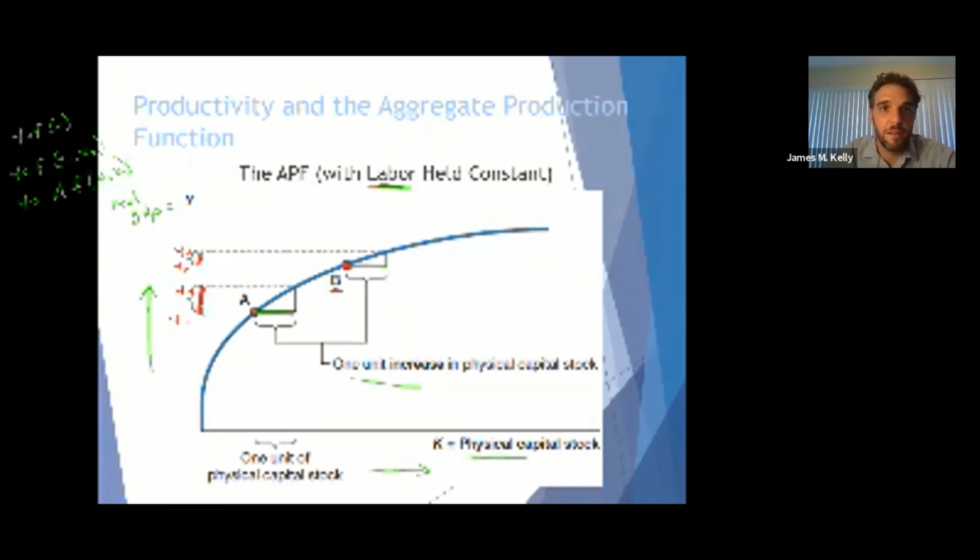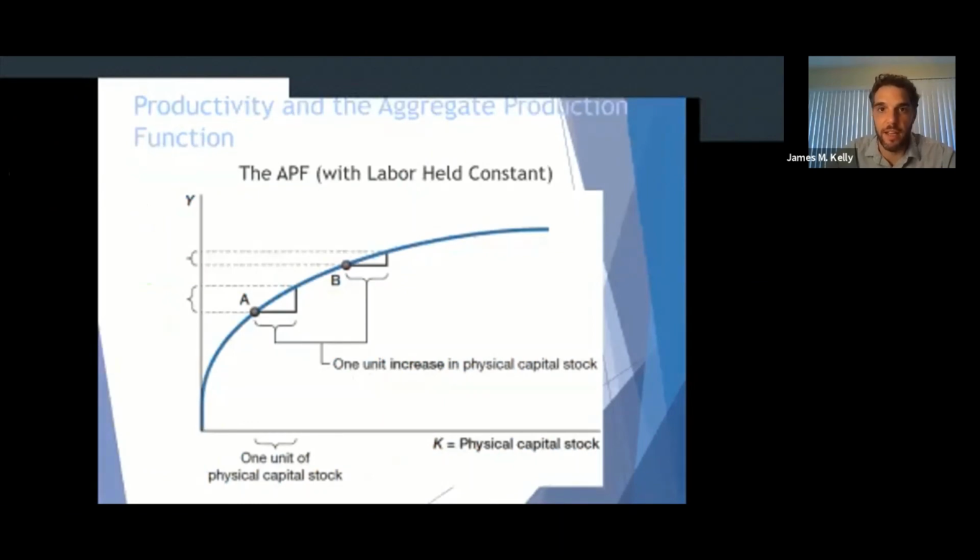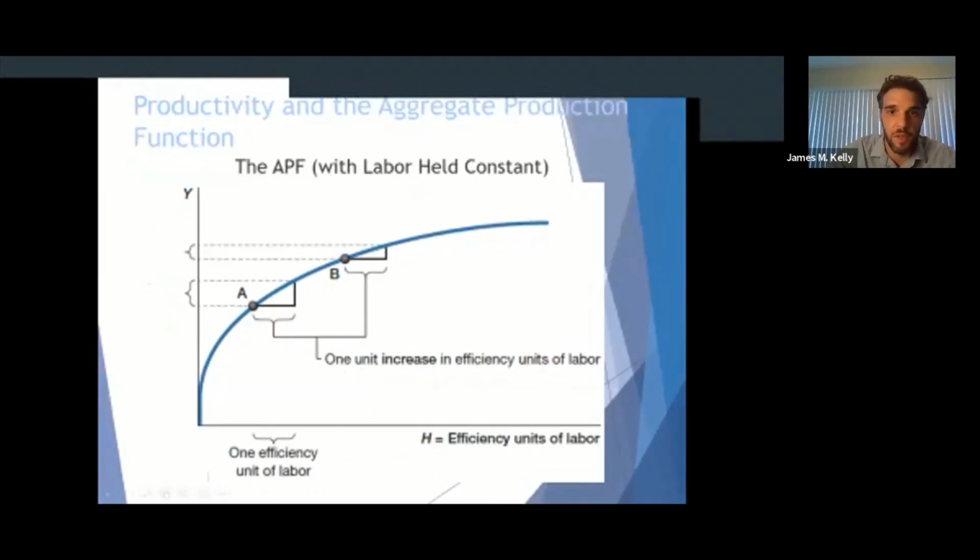and if we hold capital constant and let labor change, we see the same relationship, the same diminishing returns relationship. So there are diminishing returns in both inputs, capital and labor, in the aggregate production function. So that's how we draw our aggregate production function.